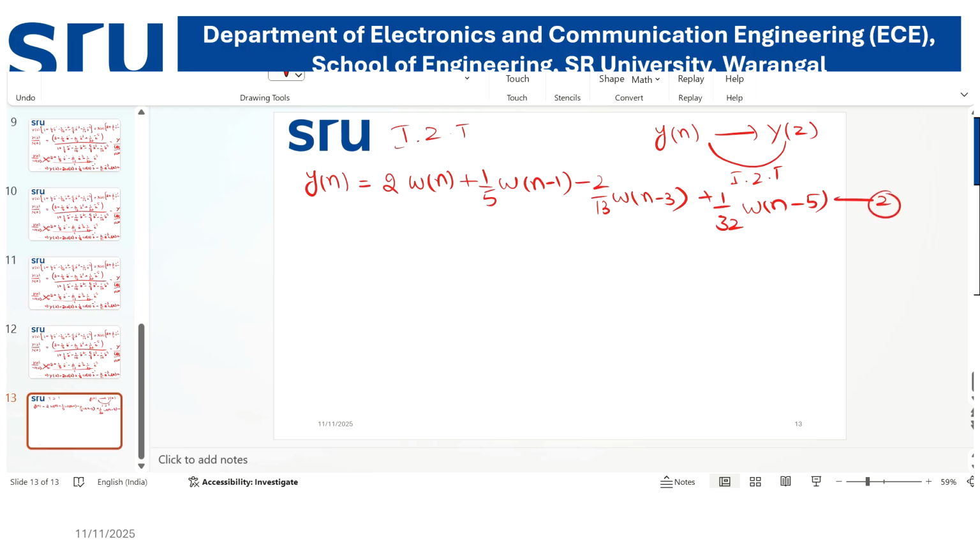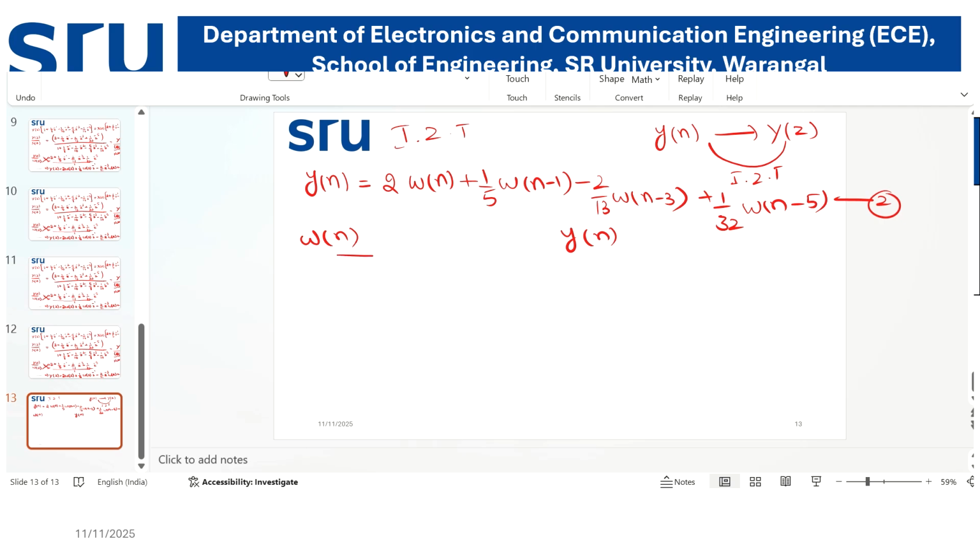Now this expression, we are designing the circuit structure, we are drawing using the direct form 2. Now what is the input here? The input is w(n) and the output is y(n). If you are identifying whether the input is delayed or the output is delayed, input is delayed: w(n-1), n-3, n-5.